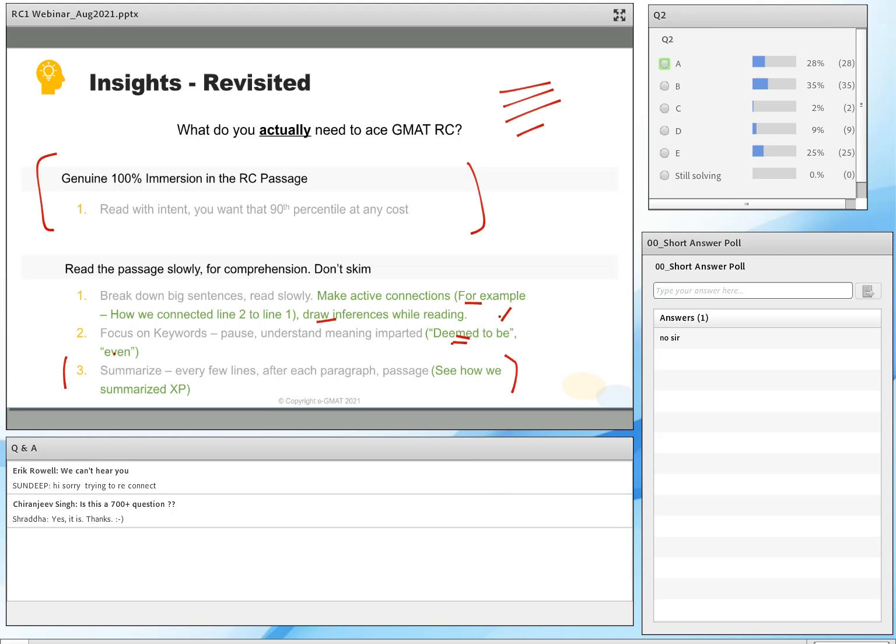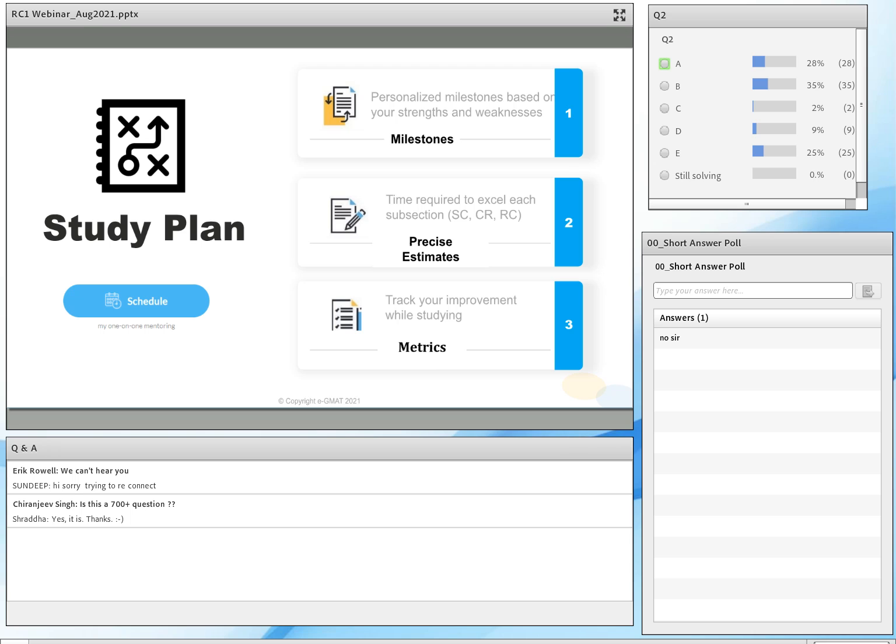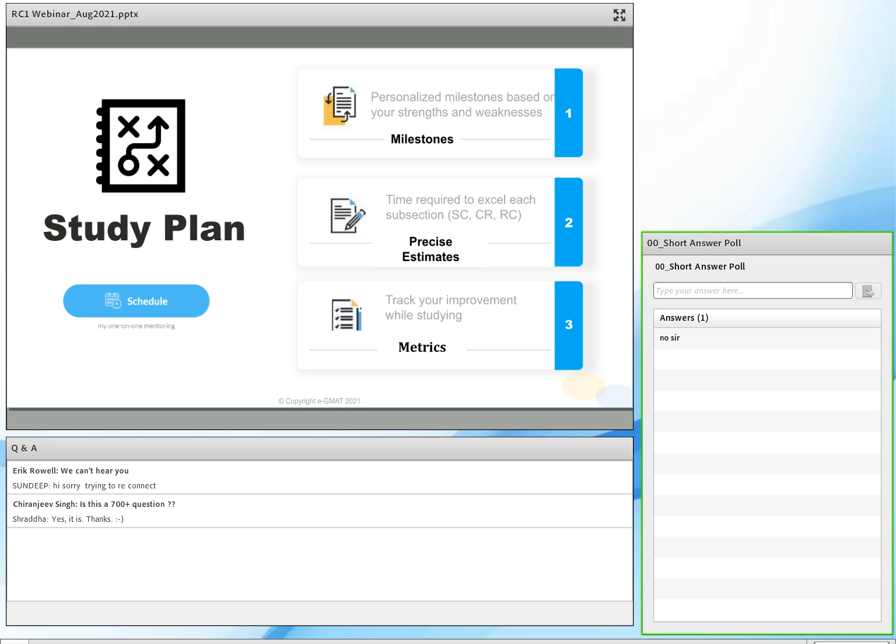Summarize. Your actual answer in this case was the summary. So any of you who just ran through that definition without understanding what that definition actually says, you wouldn't even understand what option E is talking about. So very important learnings for you.